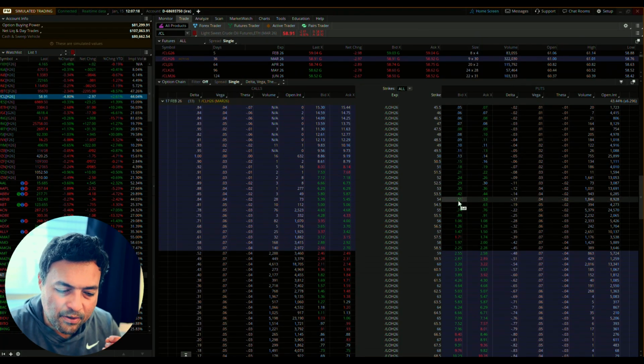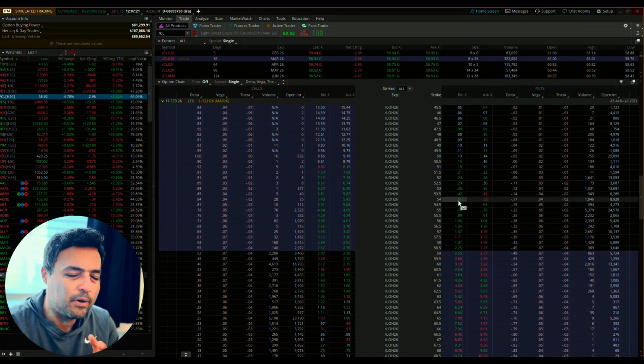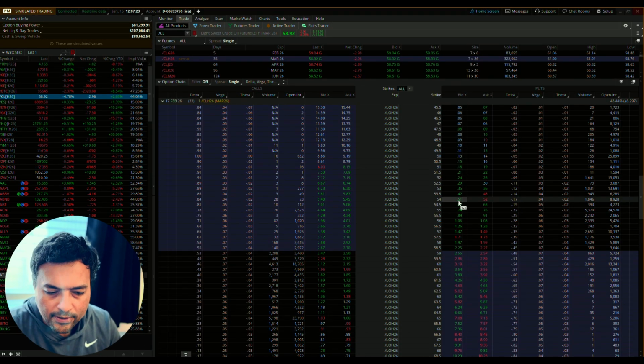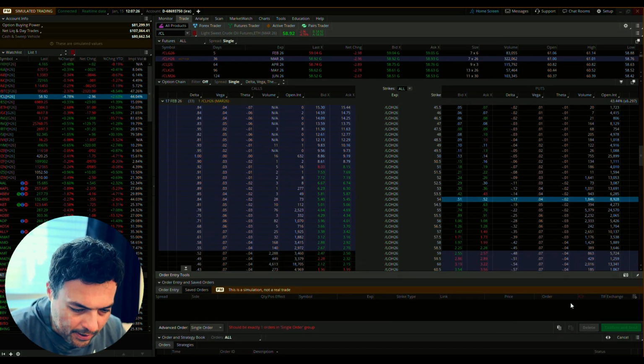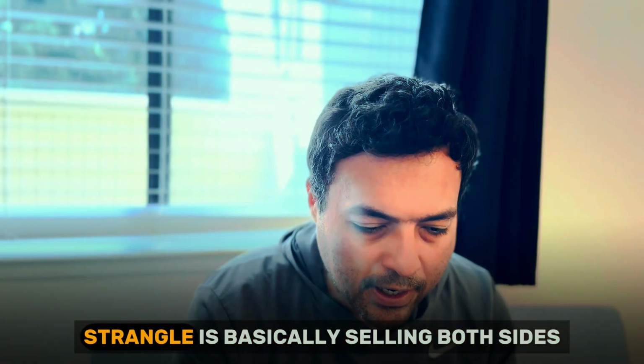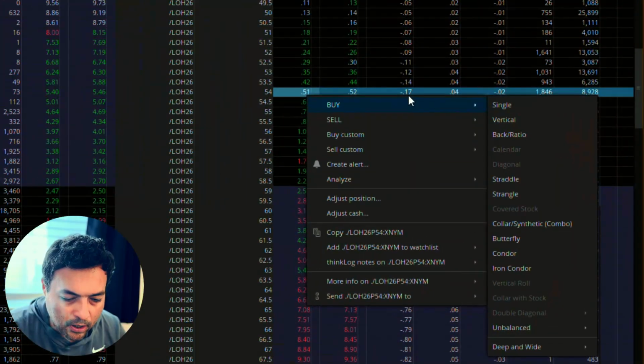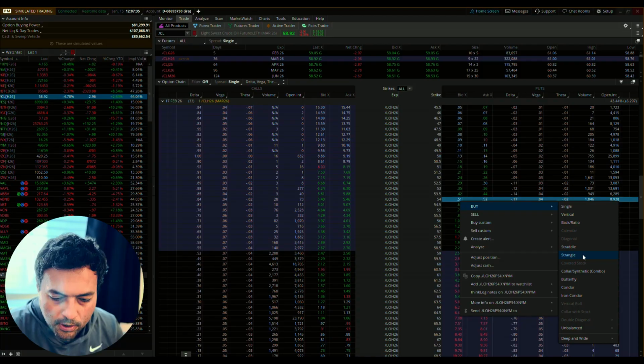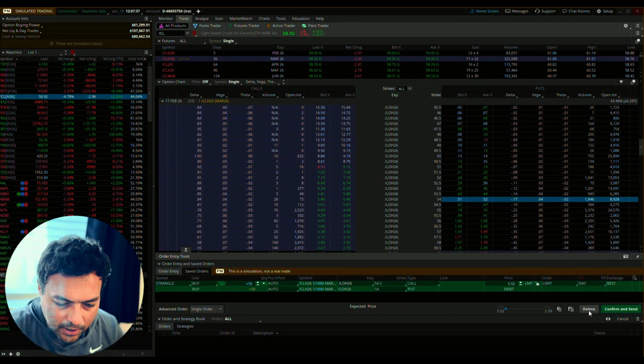That's still not enough. When the volatility is high in this ticker, we normally get 7 to 8 points out, but that's not the case right now. So we will do a strangle trade, okay, to get more premium on both sides. Strangle is basically selling both sides. So again, I got the 17 delta strike at 54. I want to right click and sell a strangle. Why did I buy?